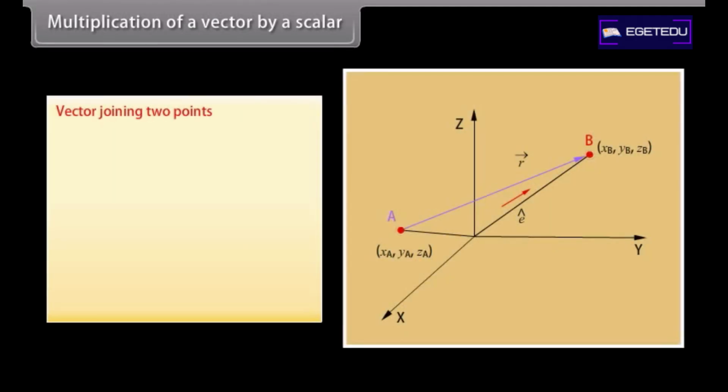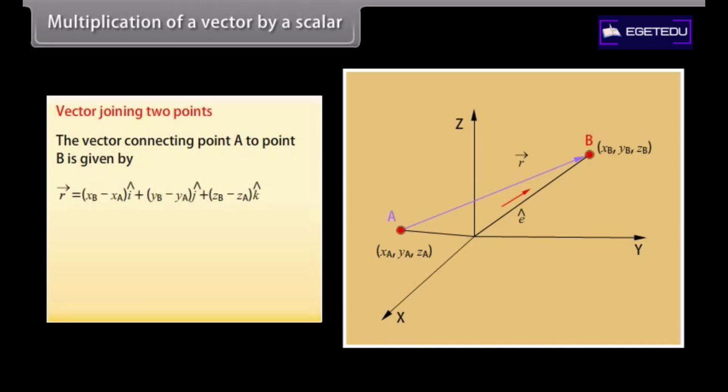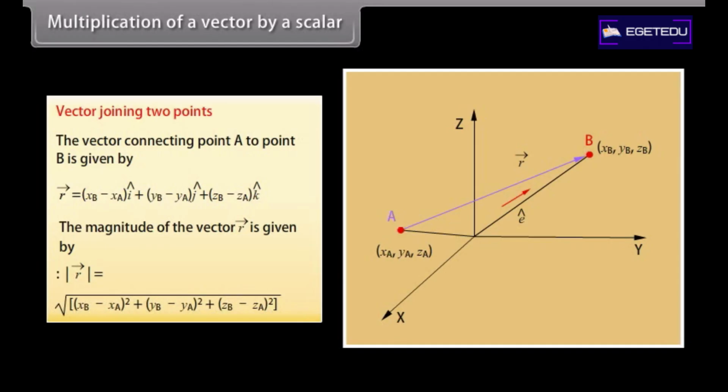Multiplication of a vector by a scalar. Vector joining two points. The vector connecting point A to point B is given by vector R equals xb minus xa cap i plus yb minus ya cap j plus zb minus za cap k. The magnitude of the vector R is square root of xb minus xa whole square plus yb minus ya whole square plus zb minus za whole square.